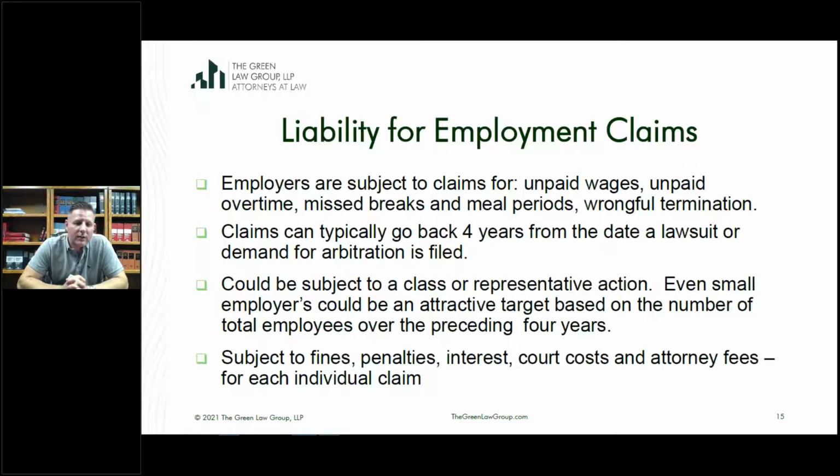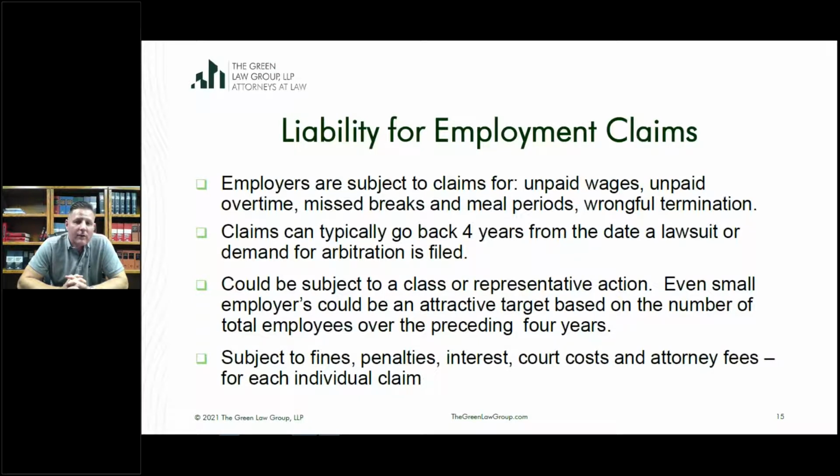So it's important to realize that even if you have an employee who has relatively minimal claims, for example, you didn't pay them overtime, but they only worked a few hours of overtime, those minimal claims can turn into very expensive claims when you start factoring in all of the employees you had over the last 4 years and the liability that can be extended based on either a class action lawsuit or a PAGA claim.